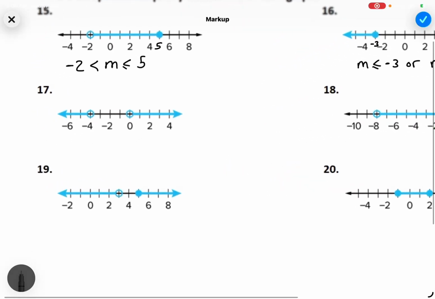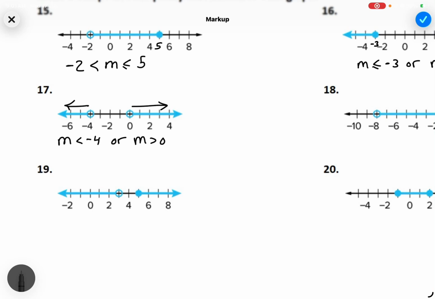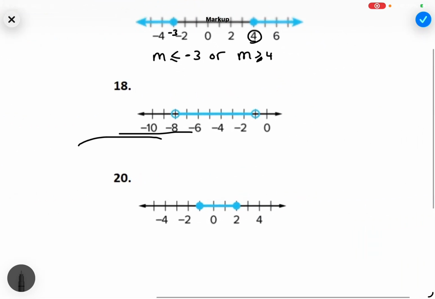Question 17, it's both empty circles. One is at -4 and one is at 0. M is less than -4 because it's pointing that way, and or m is greater than 0 because it's pointing that way. That's the answer. These are quite simple, actually. I like these.